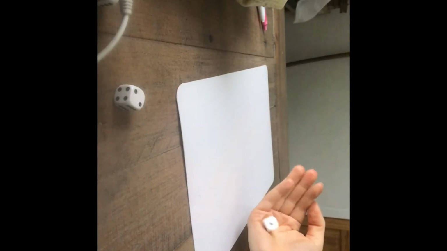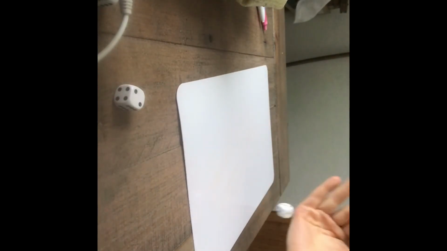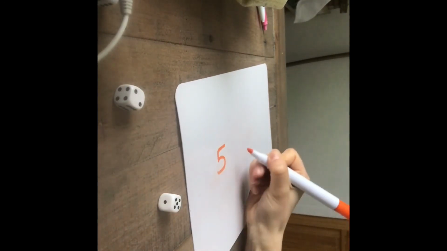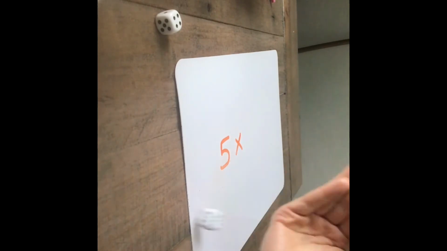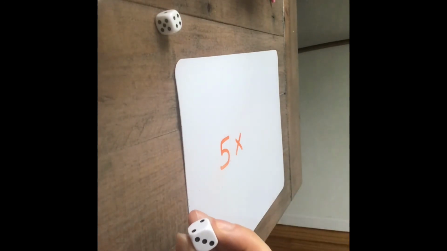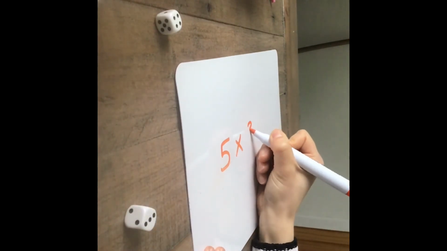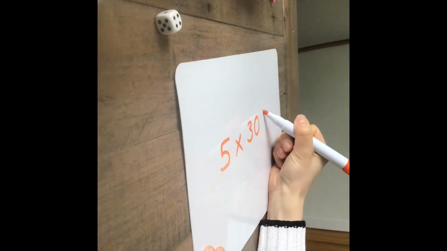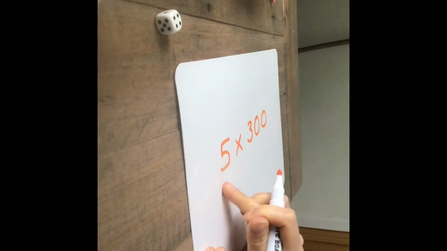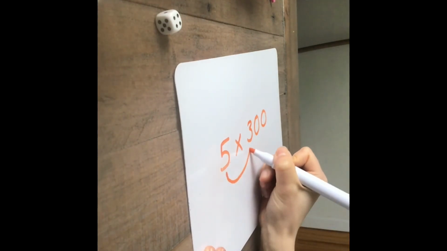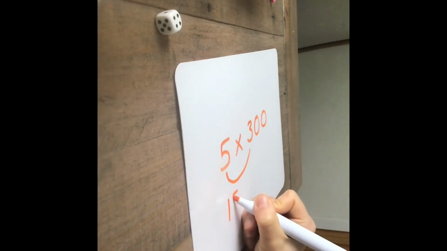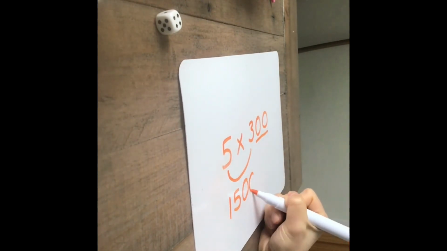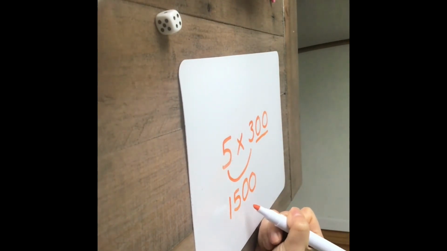I'll show you another one. Let's roll the dice again. So I've got 5. Okay, so 5 times, I've got a 3. So I can choose to make that 30 or 300 or 3,000. I'm going to keep it as 300. So 5 times 3, I know is 15. How many zeros have I got? 1, 2. So the number is 1,500.